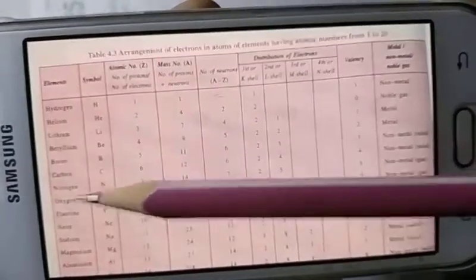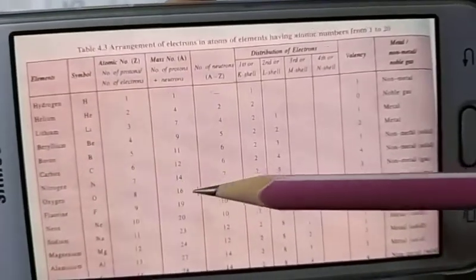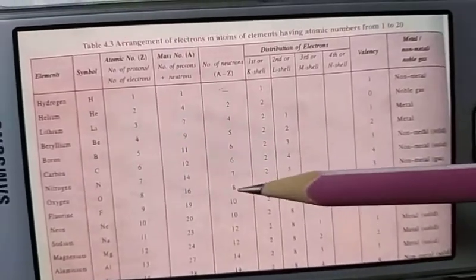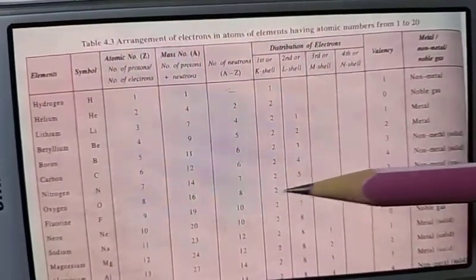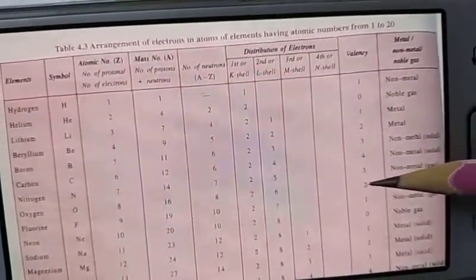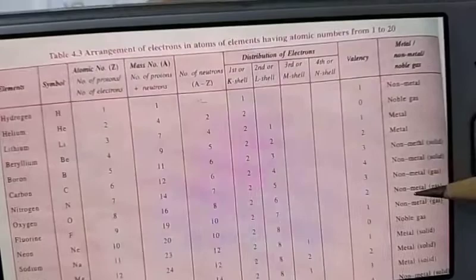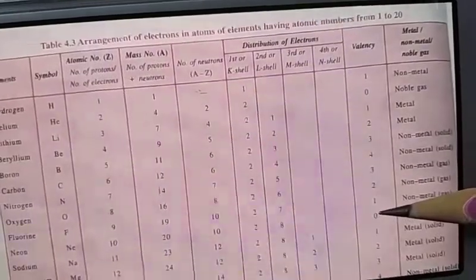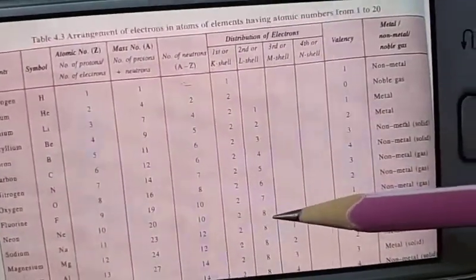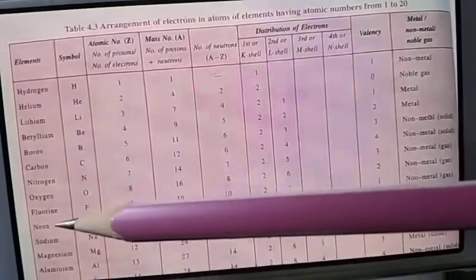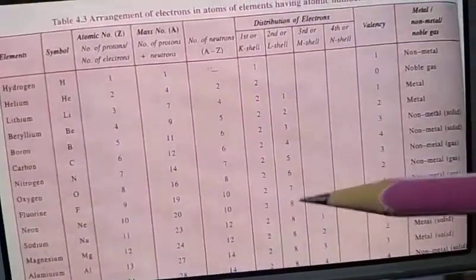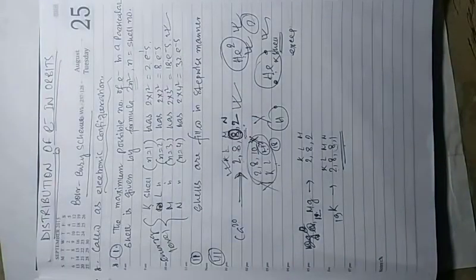If you talk about oxygen, you see O, 8, mass number 16, and 8 is the number of neutrons. If you subtract, then you get 8. Then 2 and 6, this is the electronic configuration, 2, 6, and 2 is its valency. 2 means minus 2, that's why it is a non-metal. Okay, these are metals, and this is a noble gas with 0 valency. Why 0 valency? See, in case of neon, atomic number 10, mass number 20, 2, 8, the outermost cell is complete, that's why it is 0 valency. So students, if you watch the table properly, you can easily understand.